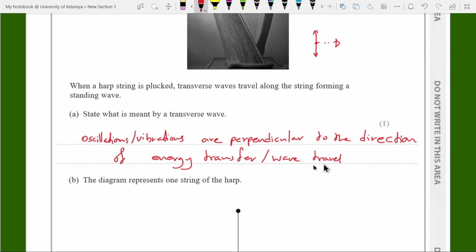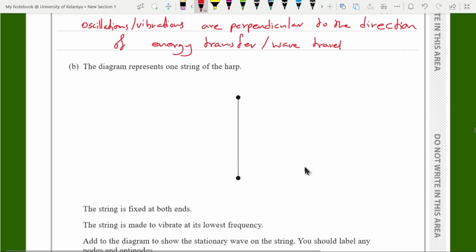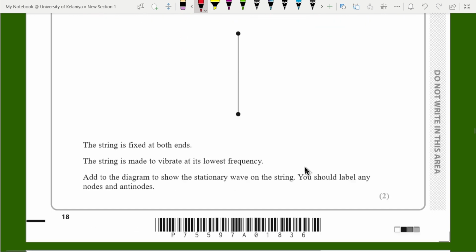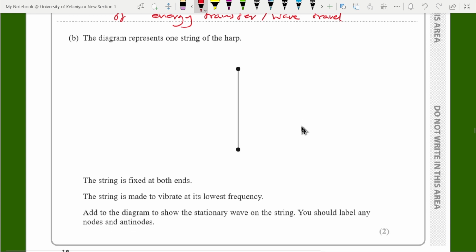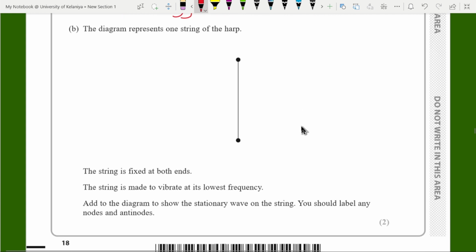The diagram represents one string of the harp. The string is fixed at both ends. The string is made to vibrate at its lowest frequency. Add to the diagram to show the stationary wave on the string. Label any nodes and antinodes. I hope you remember the diagram. It will vibrate like this at the lowest frequency.